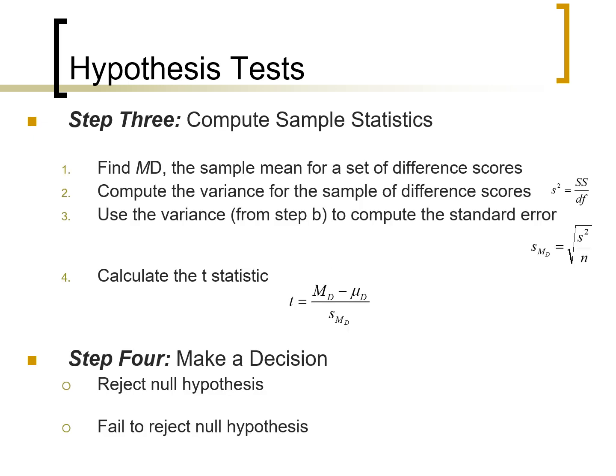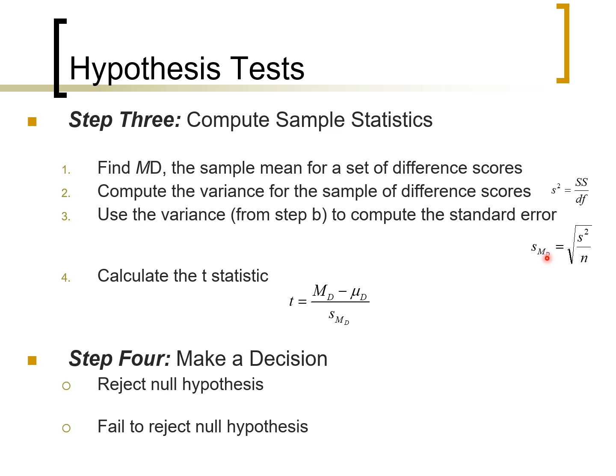Then we go to step 3. Here's where, once we've set our decision criteria and we have our null distribution set up, we find our MD, or our mean of the difference scores. Then we can take those difference scores and pretend they're raw scores in terms of calculating our sum of squares and then our variance, and then the square root of that divided by n to get our standard error. And again, it's the standard error of the mean of difference scores.